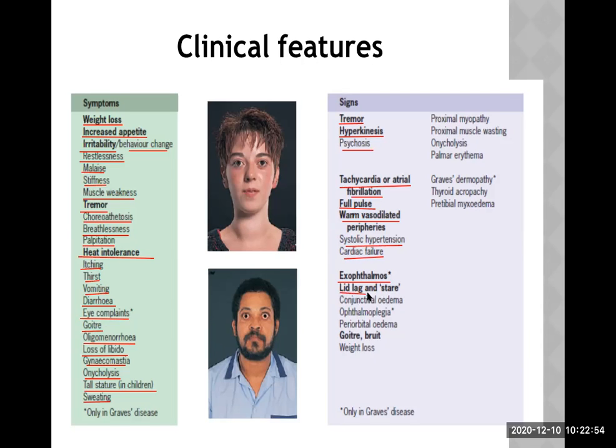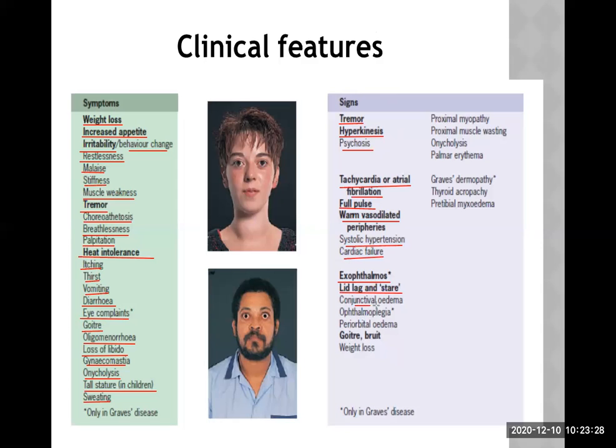There is lid lag and stare look. Lid lag means the upper eyelid is lagging behind the movement of the eyeball. What I do there is ask the patient to look towards the ground. Just point a finger, ask the patient to focus on the finger and move that finger towards the ground. During that time, the eyeball is moving towards the ground, but the upper eyelid is lagging behind. That is called lid lag. And a typical stare-like appearance is there.